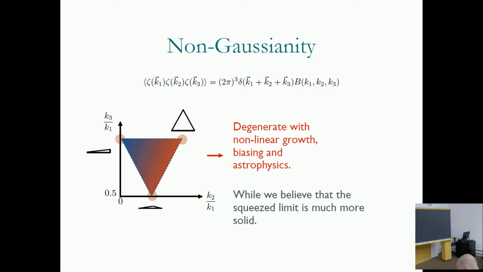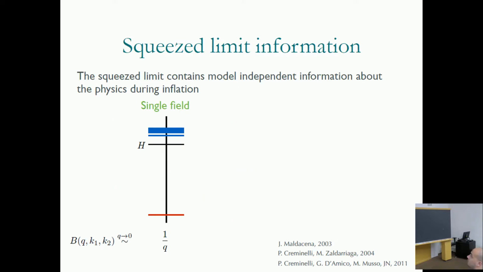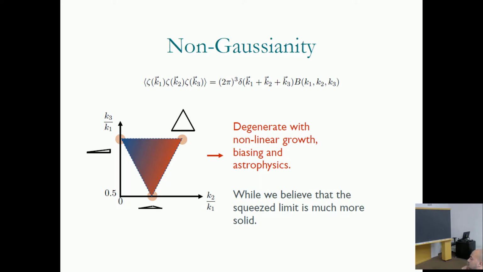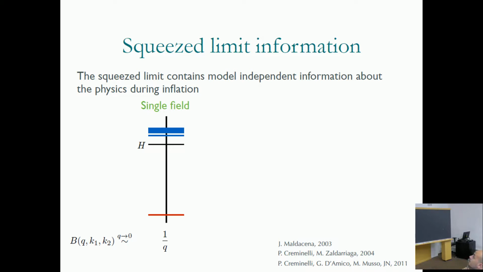I'm not saying it's impossible. It will be extremely difficult. But there is some hope, some vague hope, of improving the constraints on the squeezed limit, because the squeezed limit is more robust. You cannot produce a squeezed limit simply with astrophysics. And I can give you a more detailed argument, but I want to talk about something else. And we are lucky because the squeezed limit is also one of the most interesting things theoretically to look for, because the squeezed limit has information about the field content during inflation.